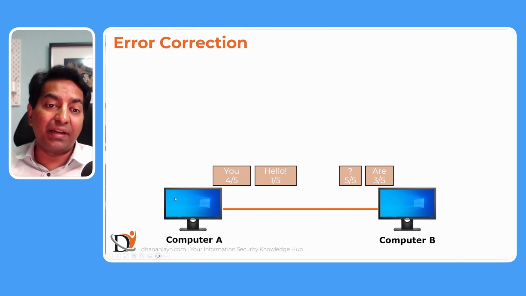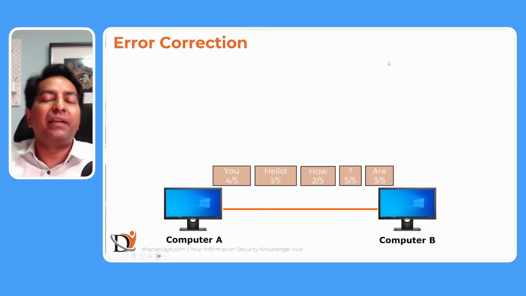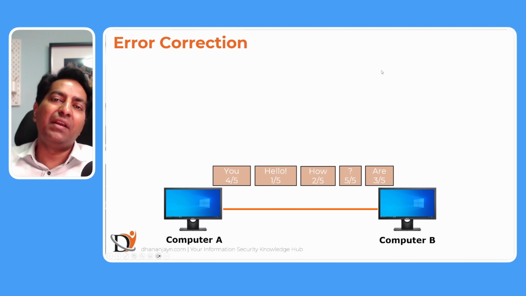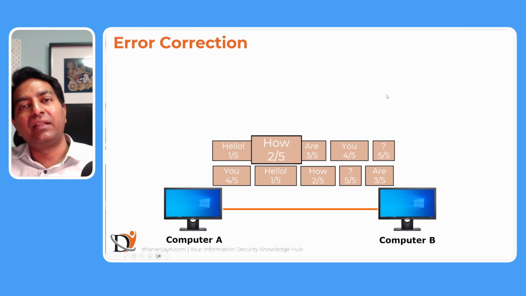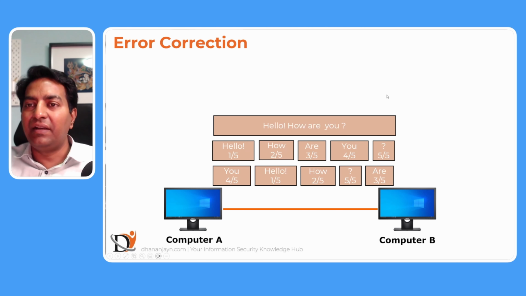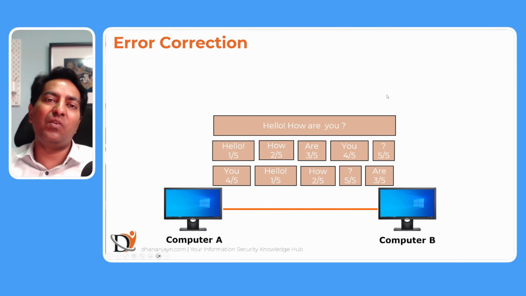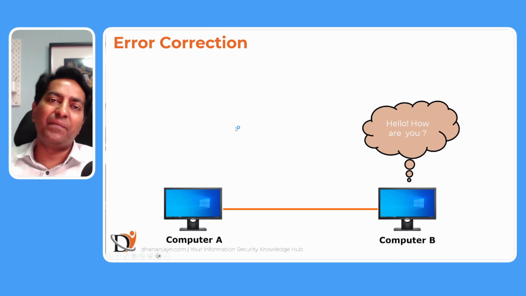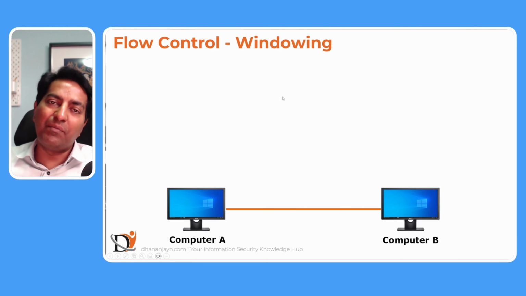Now transport layer of the source computer will only send that missing packet, I mean the missing segment, to the destination, and that will be received and reassembled, and finally the message will be displayed. So this is how the error correction is done by the transport layer in the OSI model.